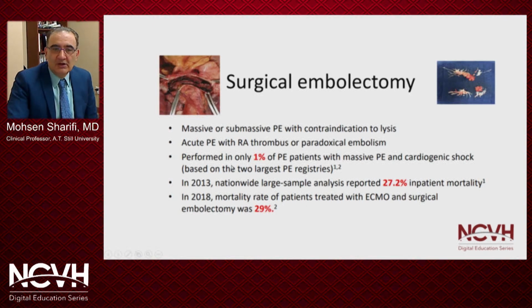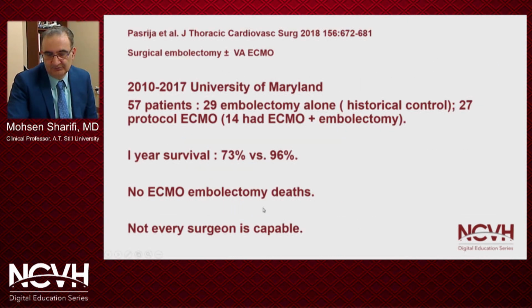If you look at all comers, it is performed only in 1% of PE patients who have had massive PE and were in cardiogenic shock. And this is based on 2 large PE registries. In 2013, there was around 27% inpatient mortality. In 2018, in those patients who were treated with ECMO and surgical embolectomy, it was around 29%.